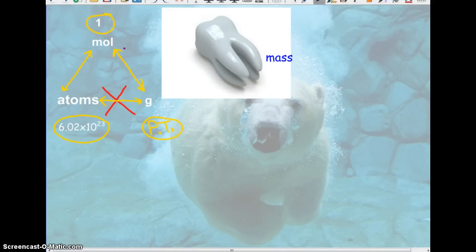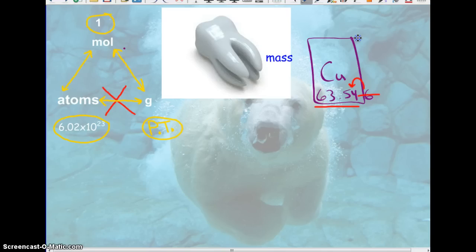In order to find molar mass, look on the periodic table. If you have just one element, for example copper, underneath the symbol it says 63.546. We want to go to 2 decimal spots and then cut the rest off. Since this is 5 or bigger, it would round that up and you get 63.55. Put your units on it, which would be grams per mole.